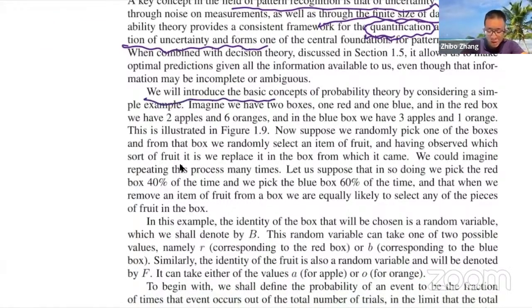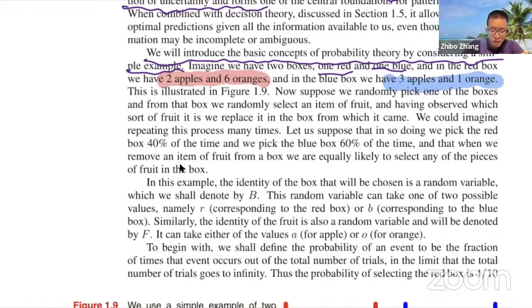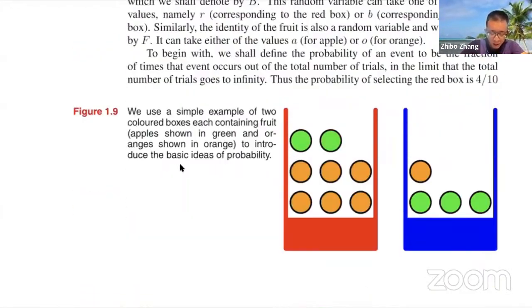We'll introduce the basic concepts of probability theory by considering a simple example. Imagine we have two boxes, one red and one blue. In the red box, we have 2 apples and 6 oranges. In the blue box, we have 3 apples and 1 orange. This is illustrated in figure 1.9.